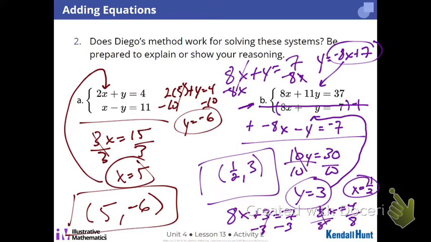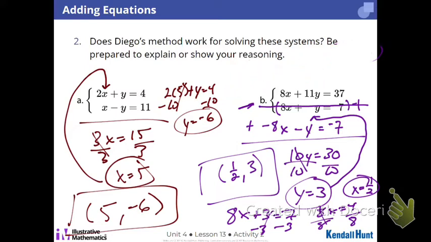Because later in the unit, you're going to have all the systems, and it's not going to say do this by doing this. You're going to choose. It's like tools in the tool belt.